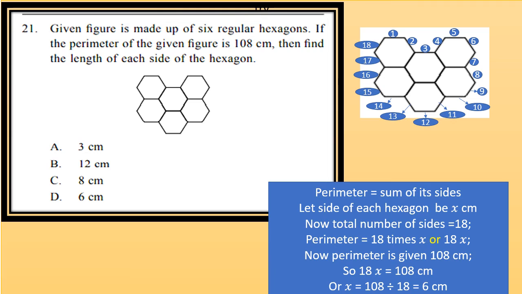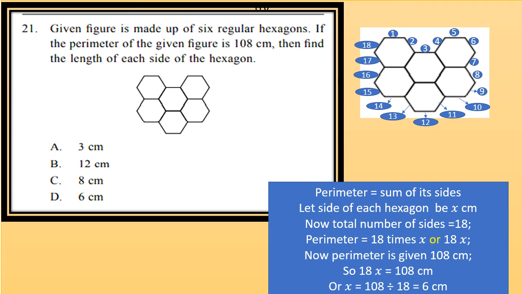Given figure is made up of 6 regular hexagons. If the perimeter of the given figure is 108 cm, then find the length of each side of the hexagon. Now the perimeter of the figure is given, and you have to find the length of each side of the hexagon. Now we know that perimeter is sum of the outer sides. So in the right hand side you can see you have to count the number of sides and then you have to find the sum.